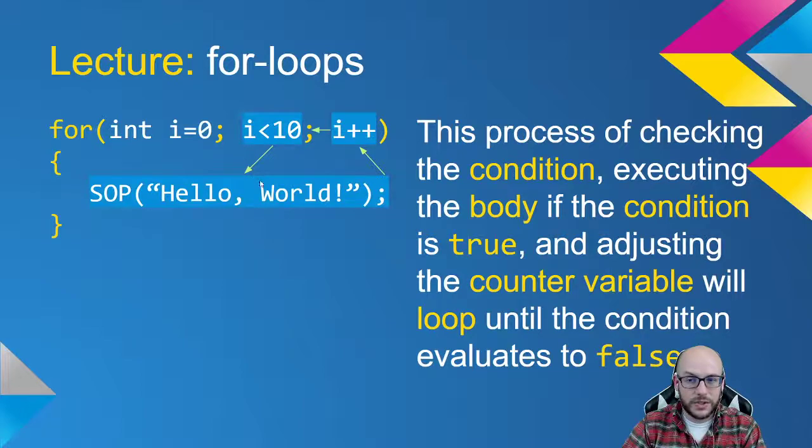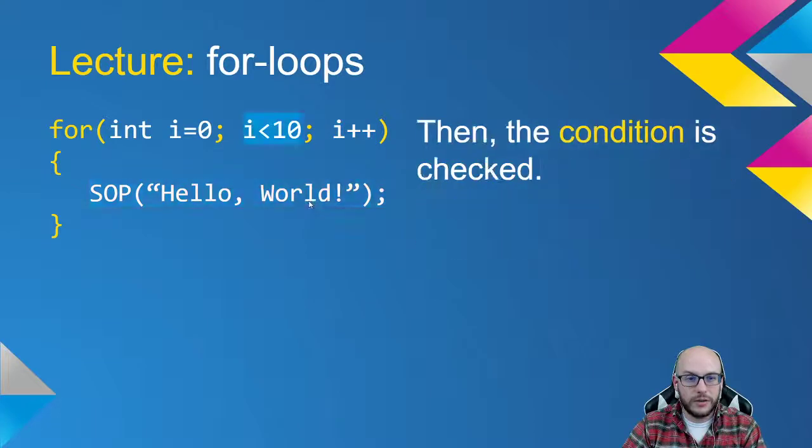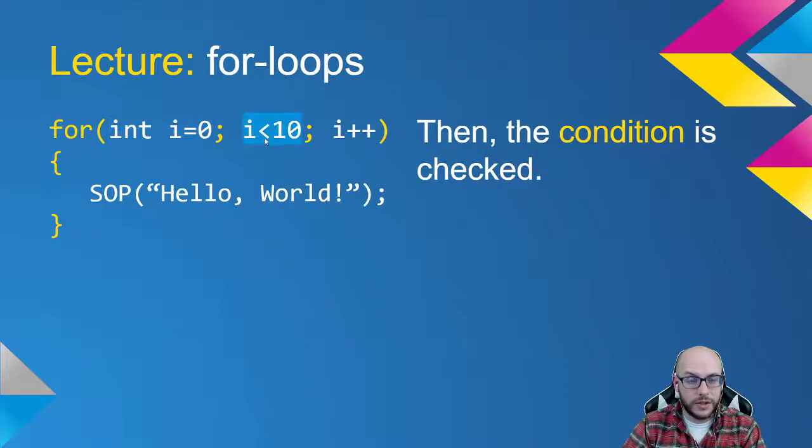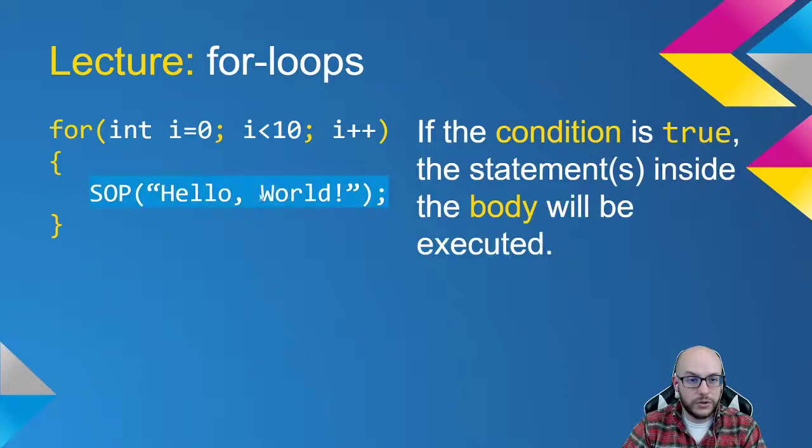This process of checking the condition, executing the body if the condition is true, and adjusting the counter variable is the actual looping portion, right? So let's go back through that just real quick again. I encounter my for loop. I'm going to declare and initialize my counter variable. I'm going to check it against the condition. If it's true, I'll enter the body. At the very end, after I executed all the statements, there's only one statement here, but it could be lots.